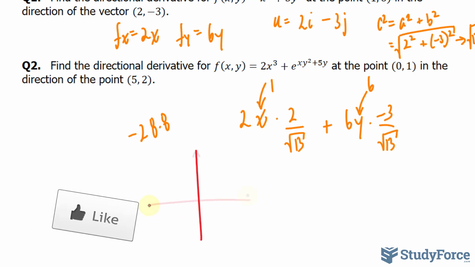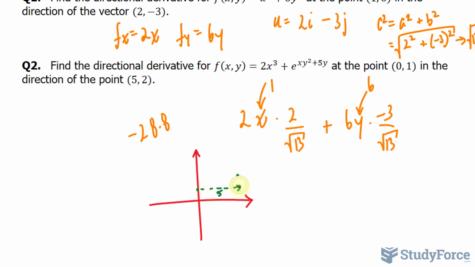On an xy plane, we would have something like this. We have a point at 0 and 1, which is up here, and another point 5 and 2, which is up here. And the distance from here to here is 5, and the distance from here to here is 1. So our vector has a magnitude along the horizontal of 5 and 1 for the vertical.